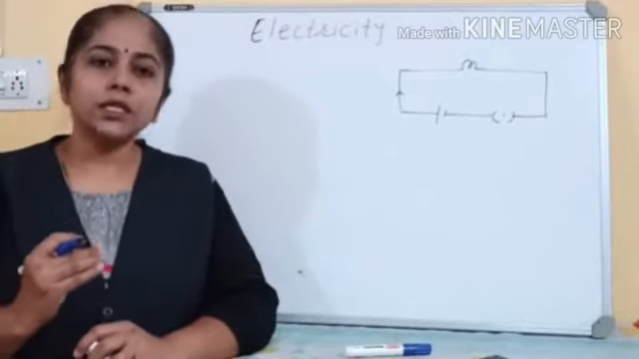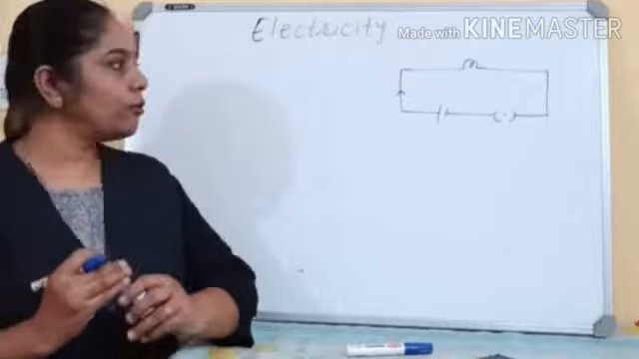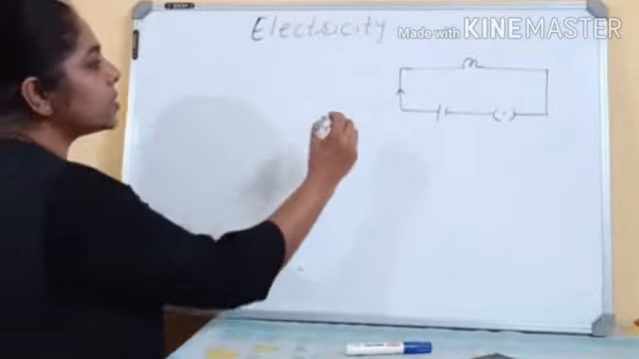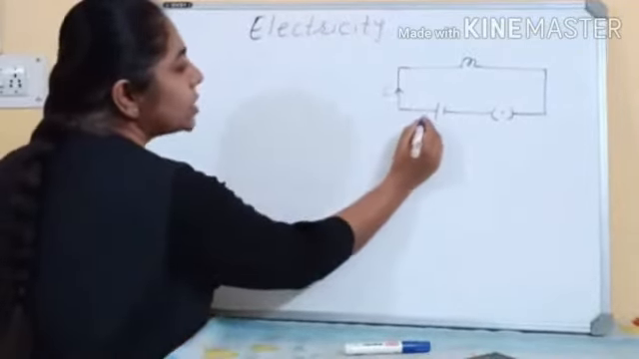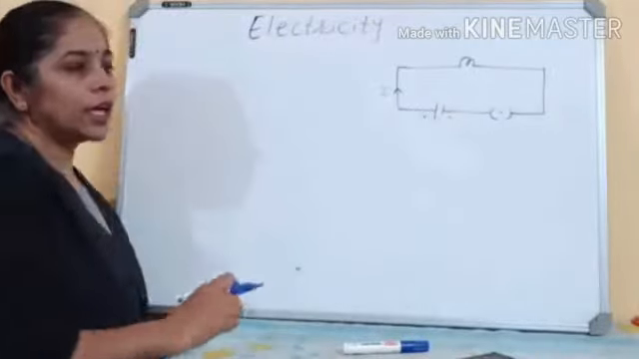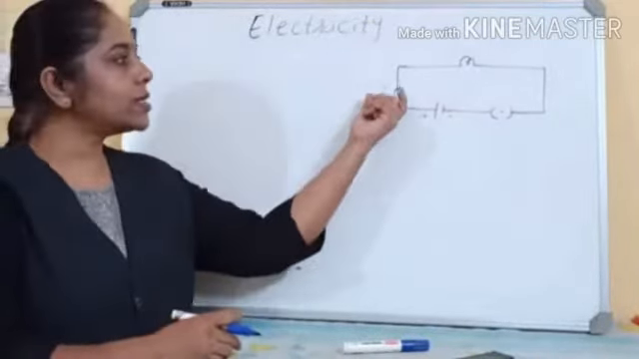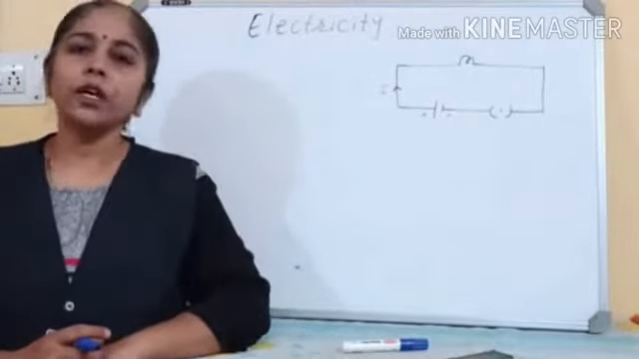But later on, when the electrons were discovered, we came to know that the electrons move. Still, we take the direction of flow of current in any circuit from the positive terminal to the negative terminal. So this is called the conventional direction of current.